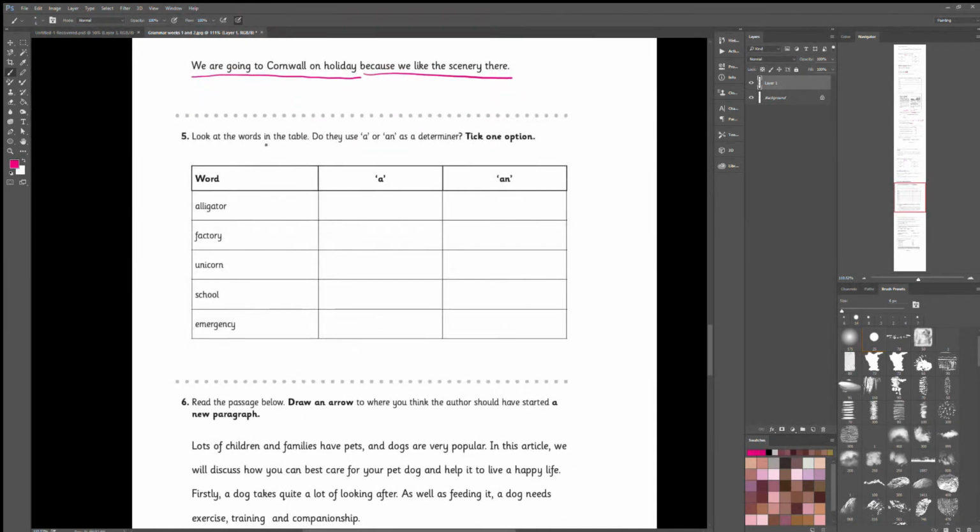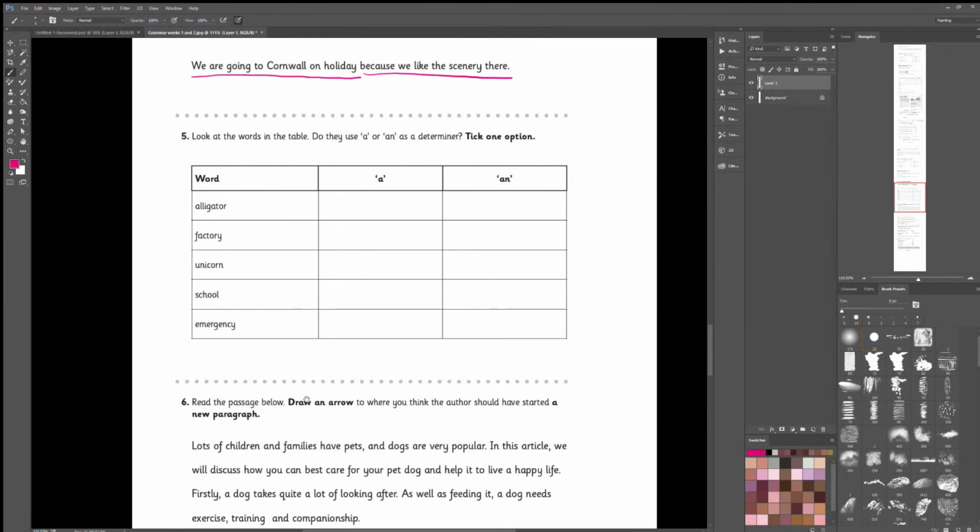Okay, number 5, look at the words in the table. Do they use a or an as a determiner? So that just means, do we use a or an before these words? Tick one option. Remember, think about the vowel sounds. If there is a vowel sound at the beginning of the word, we need to use an.